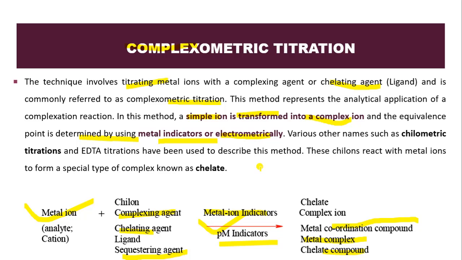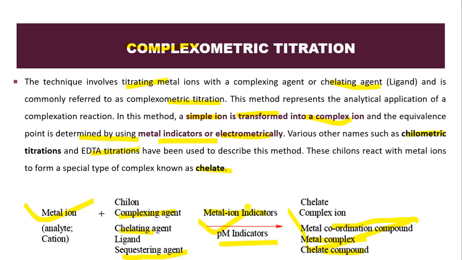Various other names of this method are chelometric titrations and EDTA titrations. These chelons react with metal ion to form a special type of complex, and it is known as a chelate. Whenever the metal reacts with this complexing agent, it will form a chelate, or the metal complex, in the presence of metal ion indicator. Now we will see the example with the reaction.